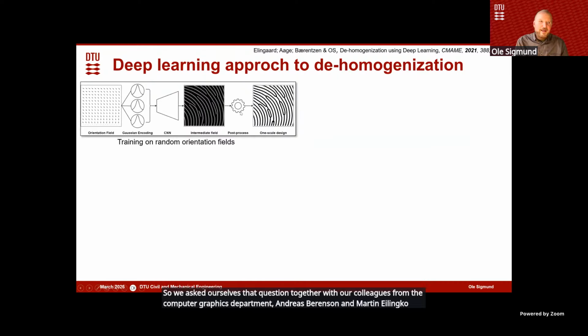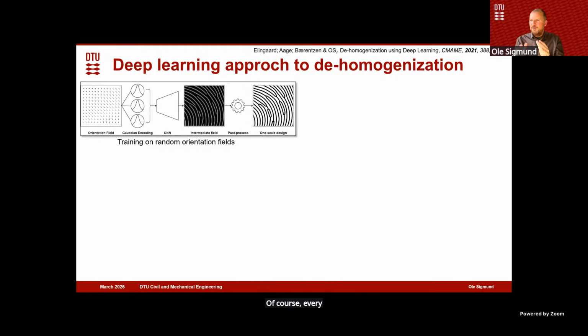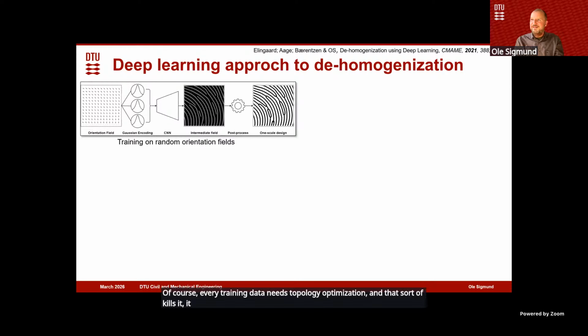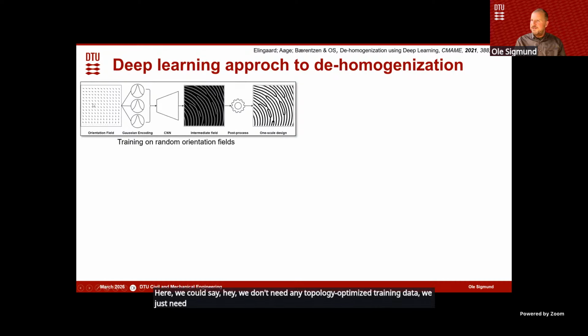And the idea here we said was, well, a bad thing about many AI-based topology optimization methods is that it's very expensive to generate the training data. Because every training data needs a topology optimization, and that sort of kills it. It becomes extremely expensive to train. Here we could say, hey, we don't need any topology optimized training data. We just need vector fields or orientation fields.